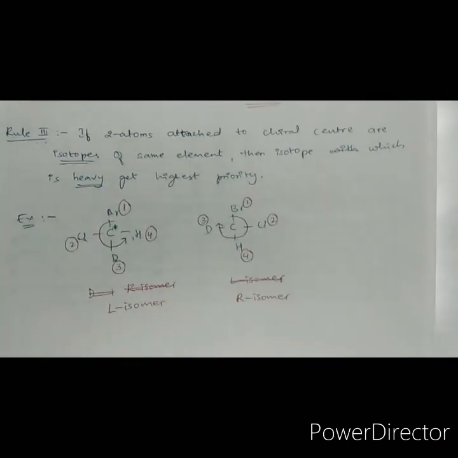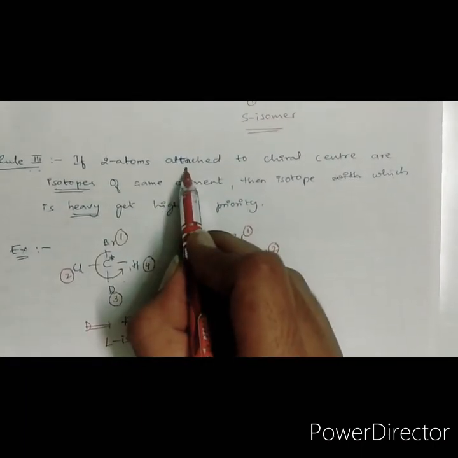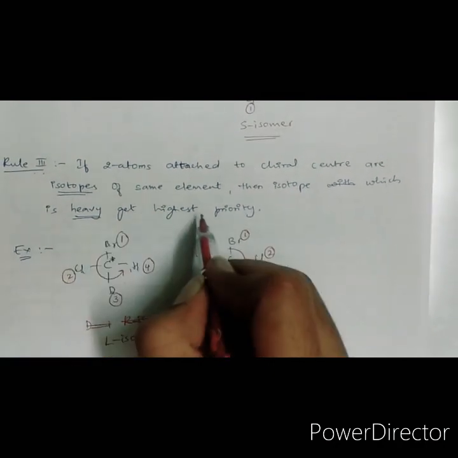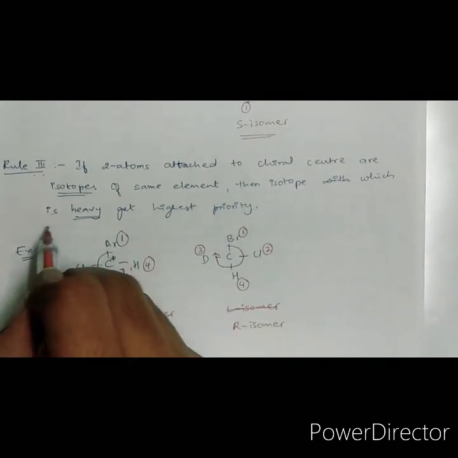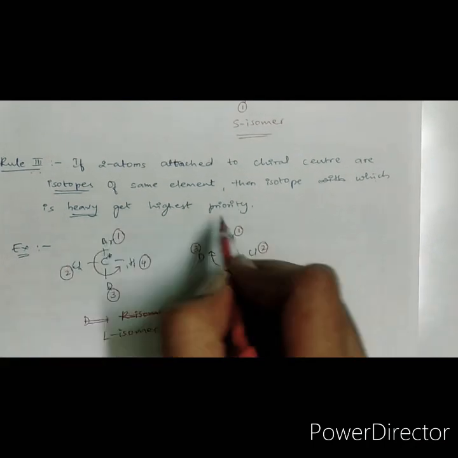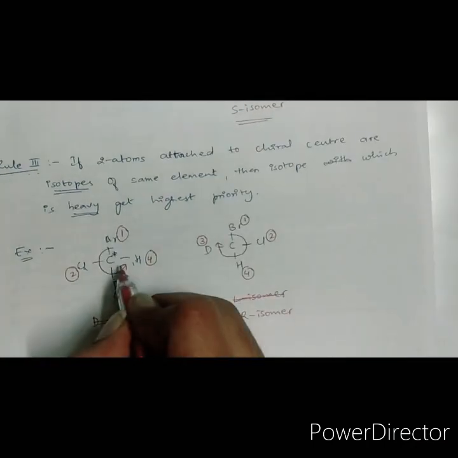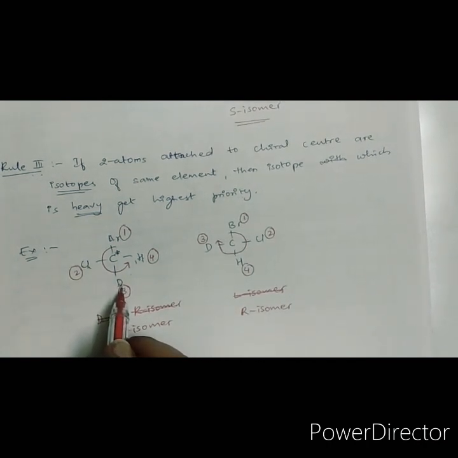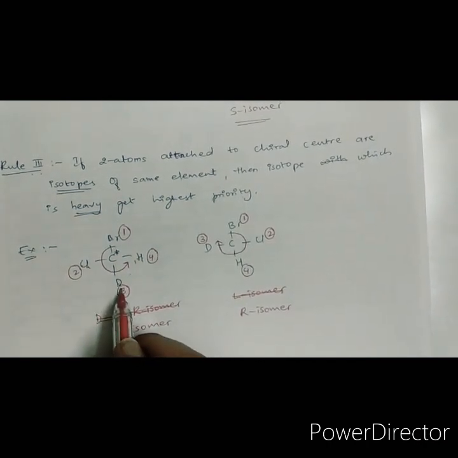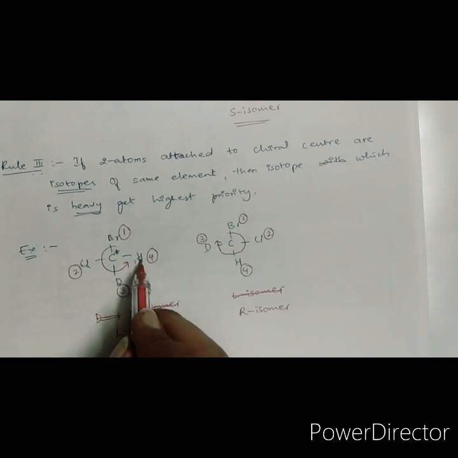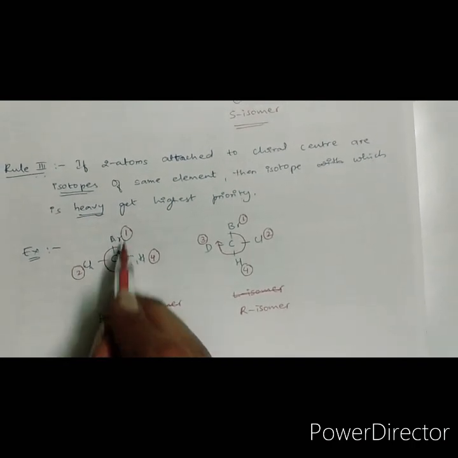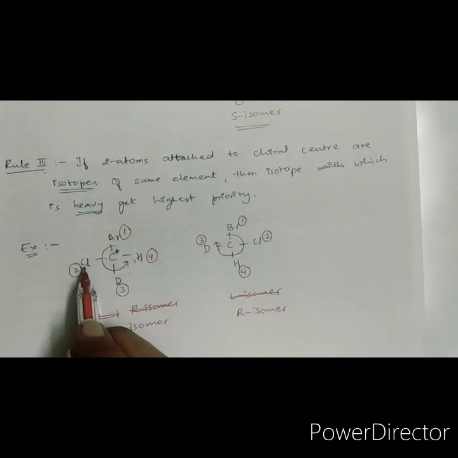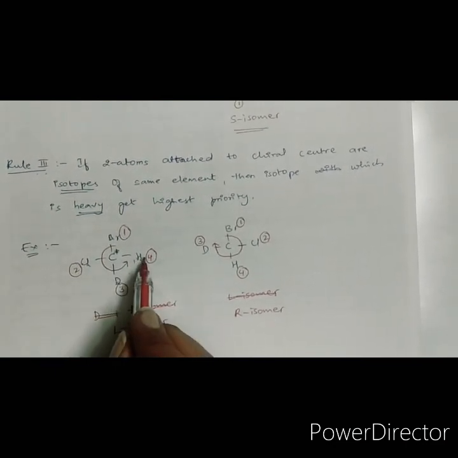So next is rule 3. Here the rule is assigned for isotopes. The heavier isotope gets the higher priority, and the lighter isotope gets less priority. So here you can see the isotopes are hydrogen and deuterium. Because of deuterium's higher weight, the priority for deuterium is more as compared to hydrogen. The overall priority, if we see, bromine gets high priority, while chlorine 2nd, deuterium 3rd, and hydrogen 4th.